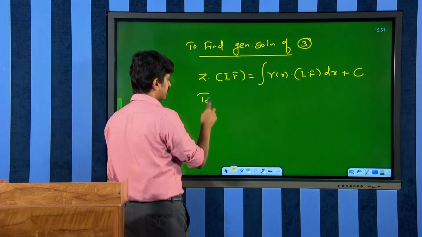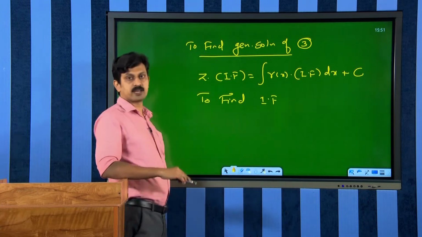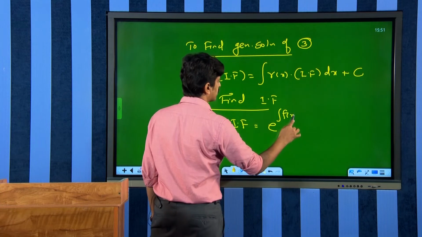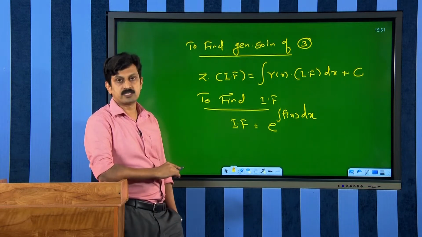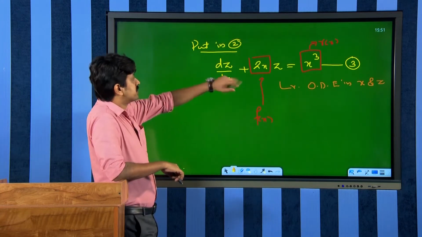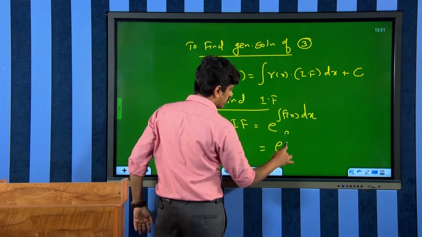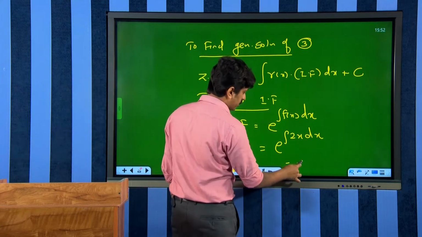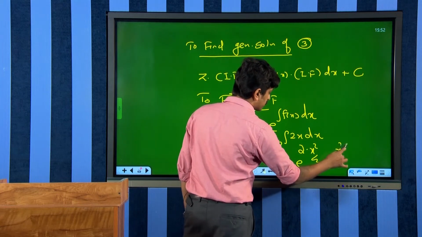To find the integrating factor, IF, sometimes we write it for some f of x, that is equal to e raised to integral f of x dx. My dear students, IF is equal to e raised to integral f of x dx. We know f of x is 2x. So, here we will have this equal to e raised to integral 2x dx. Therefore, this is equal to e raised to 2 into x squared by 2. Therefore, this is equal to e raised to x squared.